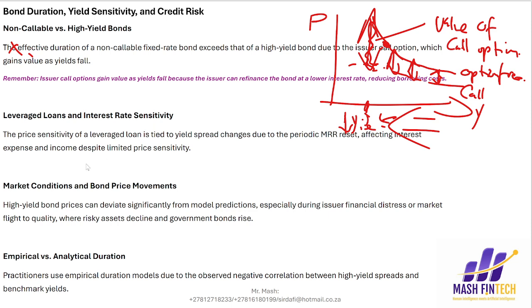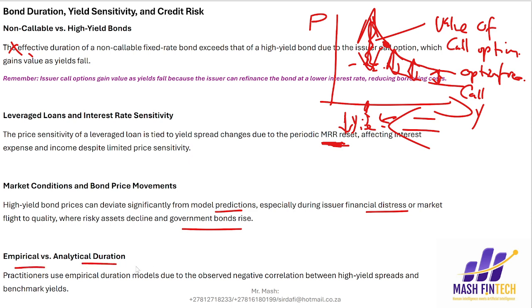Leveraged loans and interest rate sensitivity. The price sensitivity of a leveraged loan is tied to yield spread changes due to periodic marginal reference rate resets affecting interest expense and income, despite limited price sensitivity. In market conditions and bond price movements, high-yield bond prices can deviate from model predictions, especially when there is financial distress and a market flight to quality, where risky assets decline and government bonds rise. So when the market is in distress and capital is flying to quality, risky bonds are going to decline, but government bonds are going to rise.